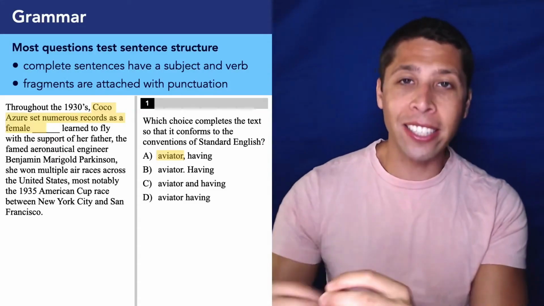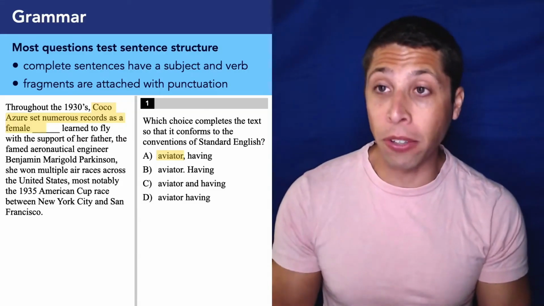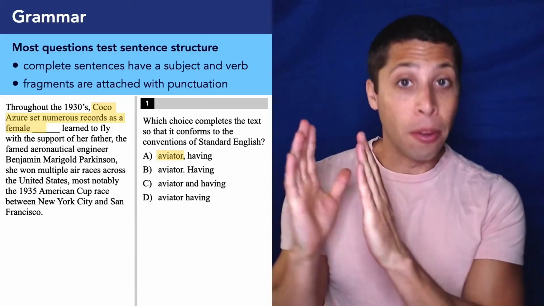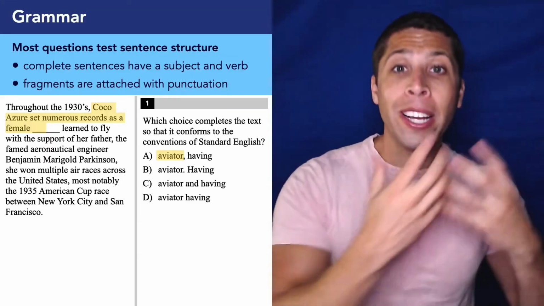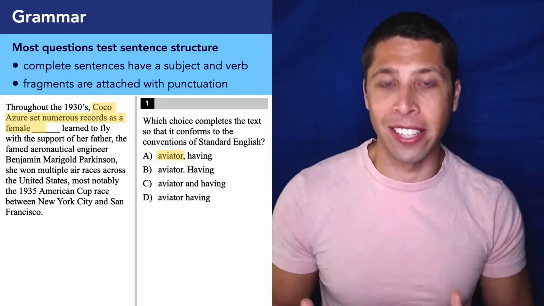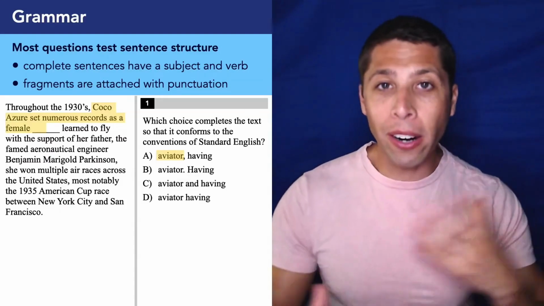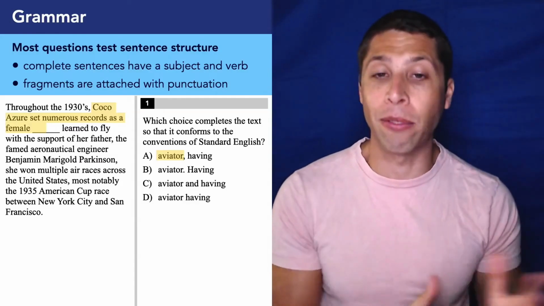I just highlighted this to show this is what a sentence sounds like. It does have a subject and a verb. The subject here is Coco Azure. The verb is set, so a verb is an action and a subject is the thing that does the action. So Coco is setting the records. There's our sentence. So now we have to continue and think, what are these extra clauses doing? Where else are we moving through ideas in a sentence versus fragment kind of way?